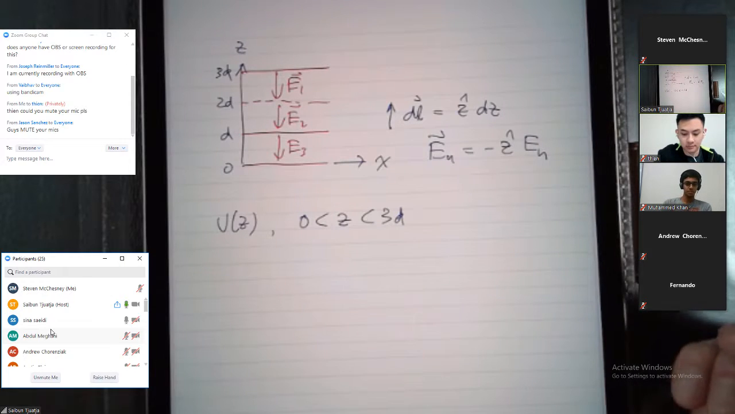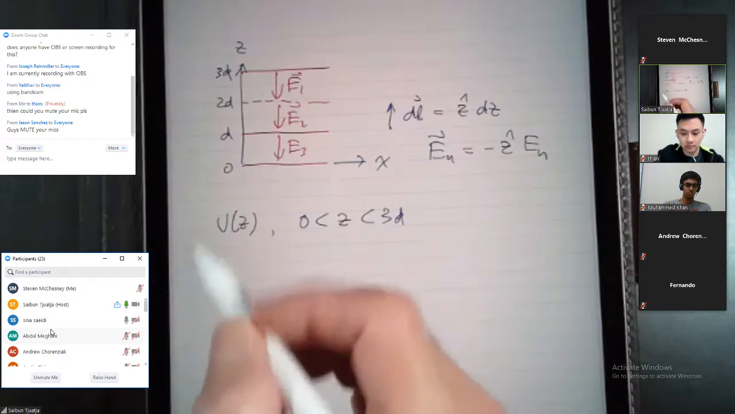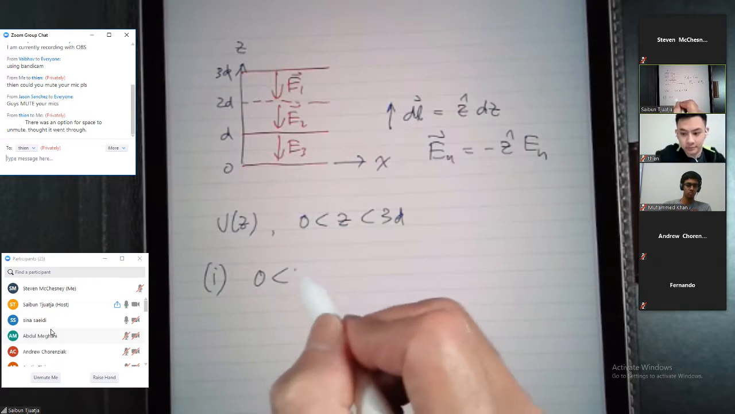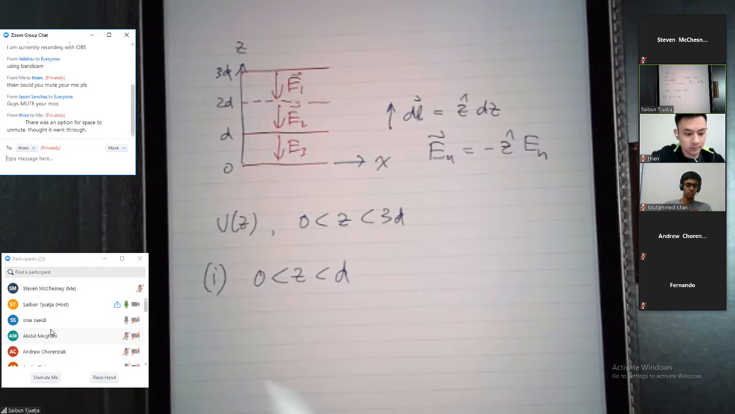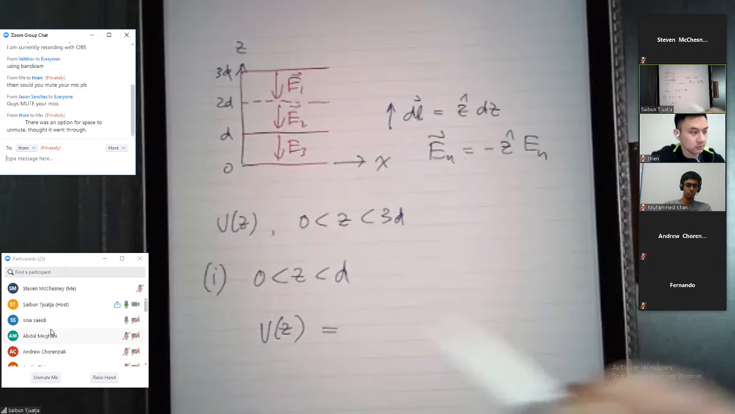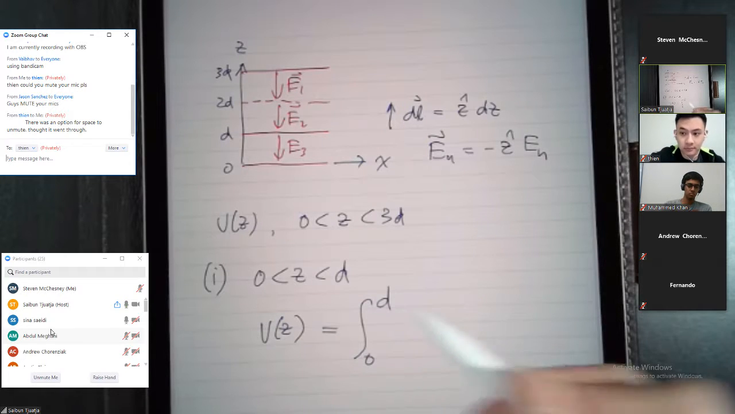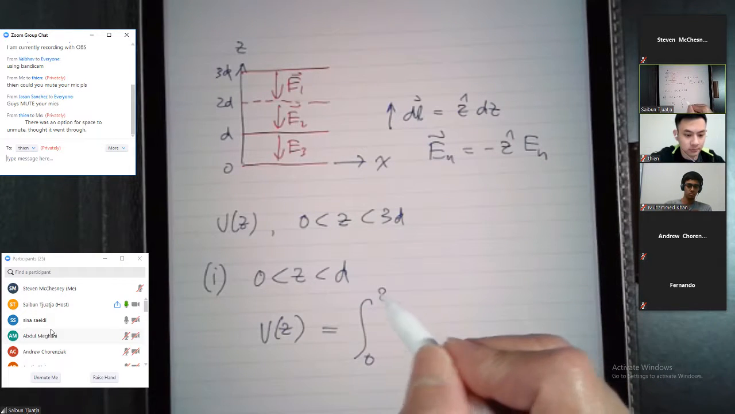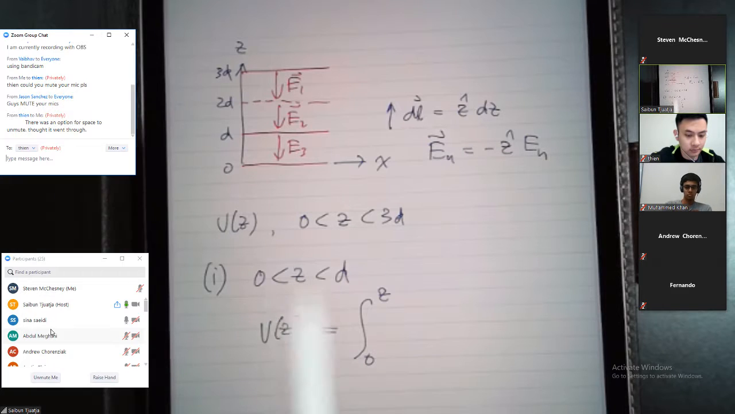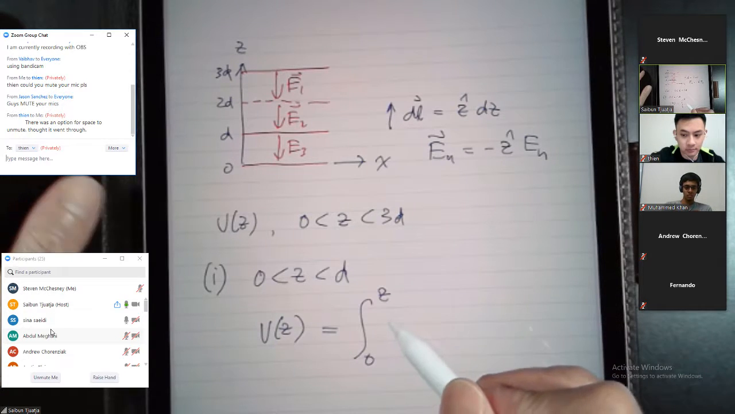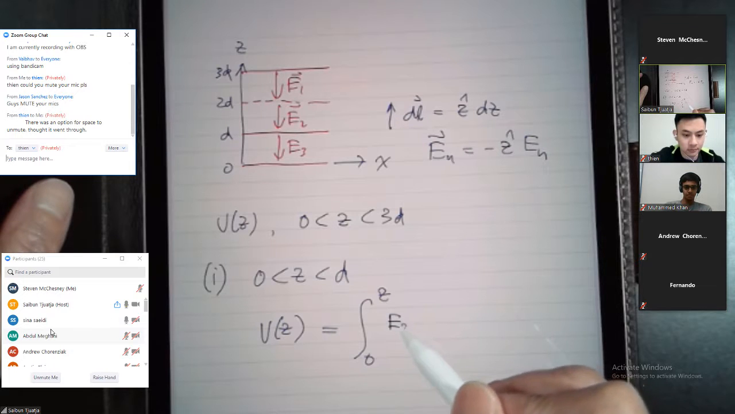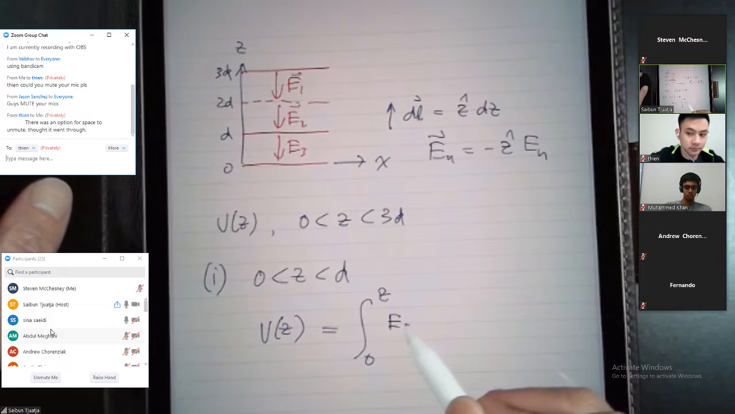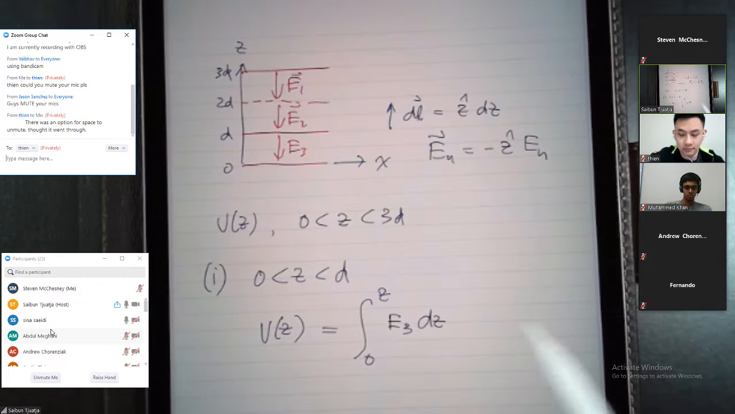So now the formula becomes, I can look at region by region now. So let's look at region 1, first for z between 0 and d. So what is the potential? In this case, v of z is equal to the integral from 0 to whatever point I want, not to d, but to whatever z I want. But this z is between 0 and d. So in this case, it's E3 dz.